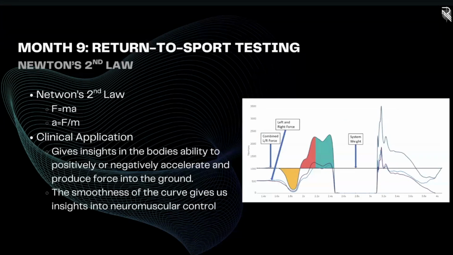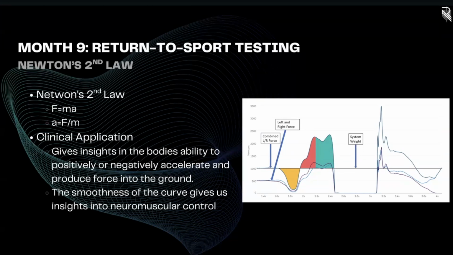And then finally here, we're going to arrive at month 9. This is a critical phase where athletes are nearing return to sport and likely undergoing formal testing. So here we're going to use Newton's second law, F equals ma. In this context, it might be helpful to also think about it as acceleration equals force divided by mass. So using force plates, we can evaluate an athlete's ability to both accelerate and decelerate, giving us key insights into explosive power and braking capacity.